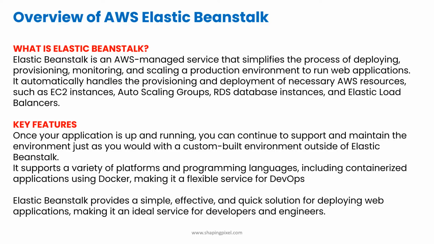Now let's dive into an overview of AWS Elastic Beanstalk. So Elastic Beanstalk is an AWS managed service that simplifies the process of deploying, provisioning, monitoring, and scaling a production environment to run web applications. It automatically handles the provisioning and deployment of necessary AWS resources, such as EC2 instances, auto-scaling groups, RDS database instances, and elastic load balancers. Once your application is up and running, you can continue to support and maintain the environment just as you would with a custom built environment outside of Elastic Beanstalk.